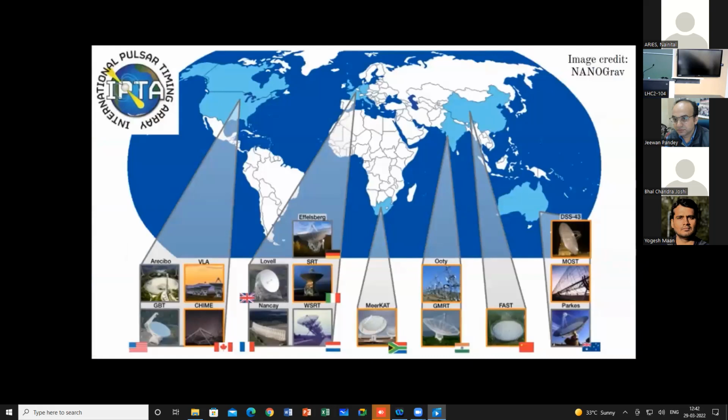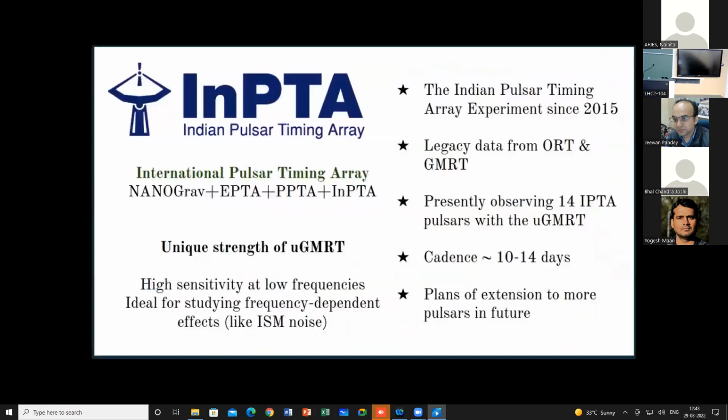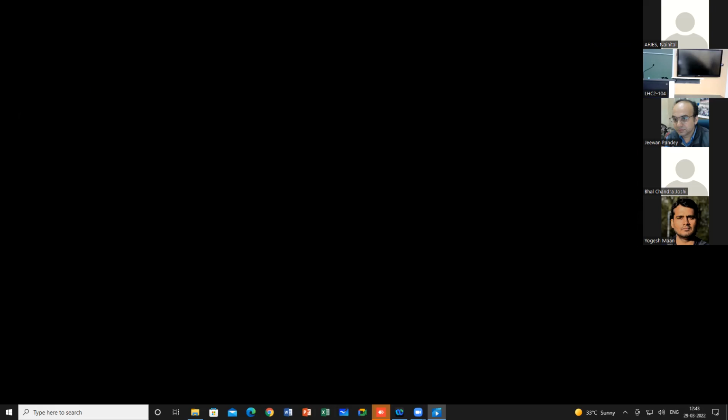We now have a global consortium called the International Pulsar Timing Array, which brings PTA organizations across the world under one umbrella. The IPTA presently consists of NANOGrav from the USA, the European Pulsar Timing Array, the Parkes Pulsar Timing Array from Australia, and the Indian Pulsar Timing Array from India and Japan. Countries like China and South Africa are also expected to join soon. That brings up the InPTA.